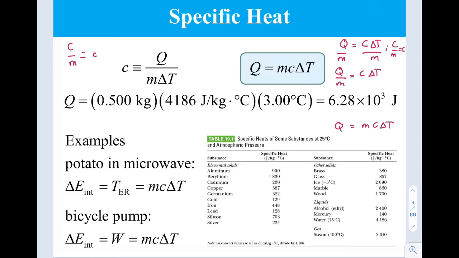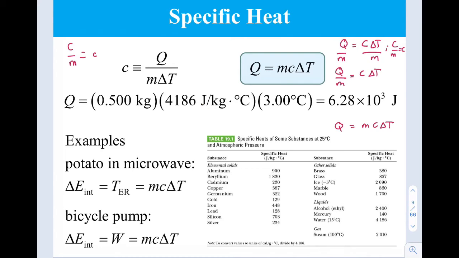So if, let's say, we want to raise half a kilo of water by 3 degrees Celsius, we are going to use 0.5, times the small c, the specific heat capacity, 4186 joules per kilogram degree Celsius, times delta T, which is 3 degrees Celsius. Then you have this amount. So this is specifically the story when it is capital C over M.